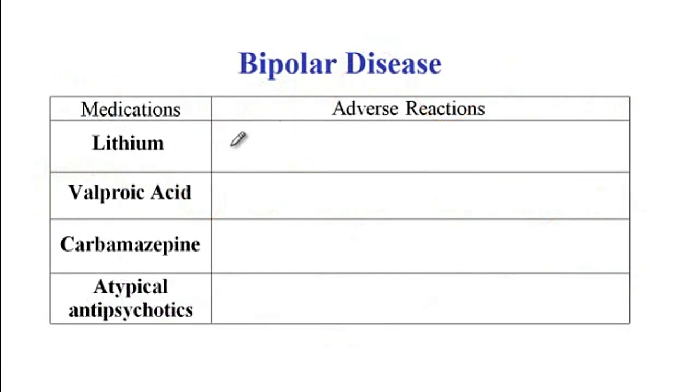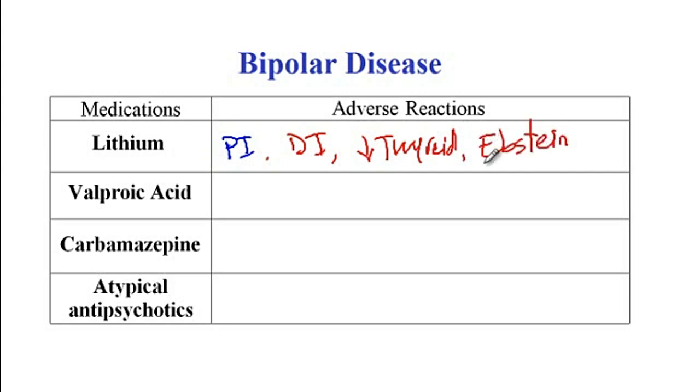So lithium functions by inhibiting the phosphoinositides, and the adverse effects of lithium includes, for instance, tremor, sedation, ataxia, diabetes insipidus, hypothyroidism. And then in mothers that are taking lithium during pregnancy, their children can develop Epstein anomaly, and I will explain these again in more details.